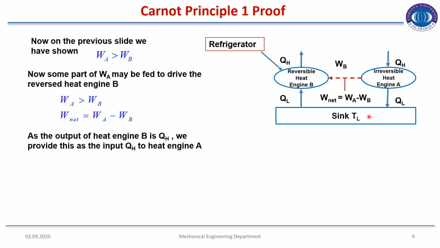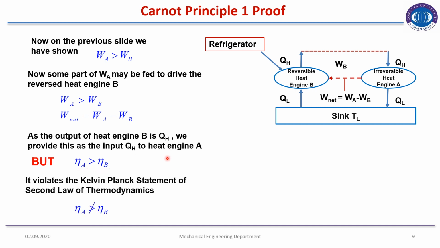So we will remove the source, and as QH is the output of reversible heat engine B, we connect both these points and QH will be moved. The output of reversible heat engine B will become the input of irreversible heat engine A. But efficiency of A is greater than efficiency of B. Therefore, it violates the Kelvin-Planck statement of second law of thermodynamics.